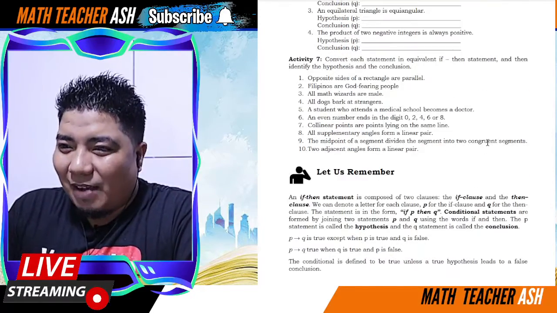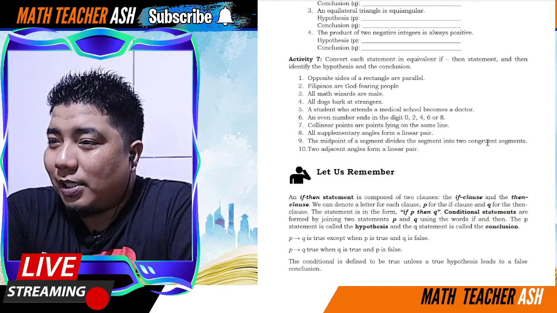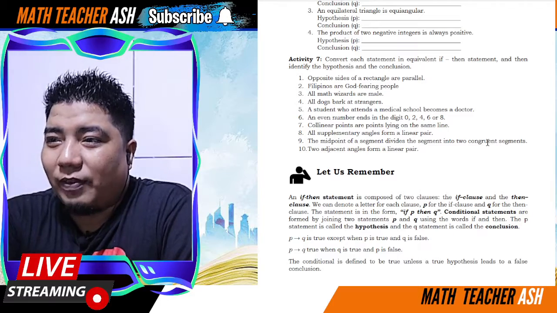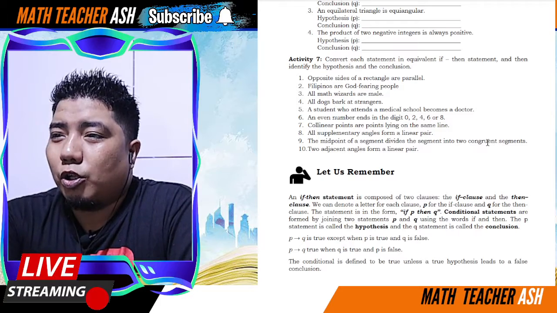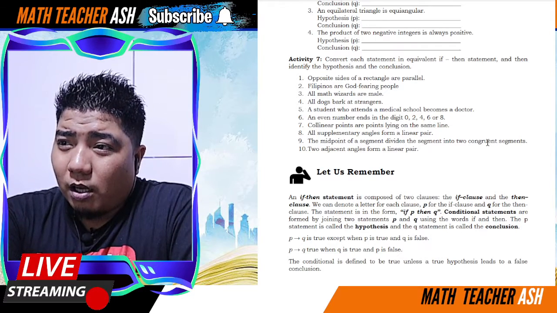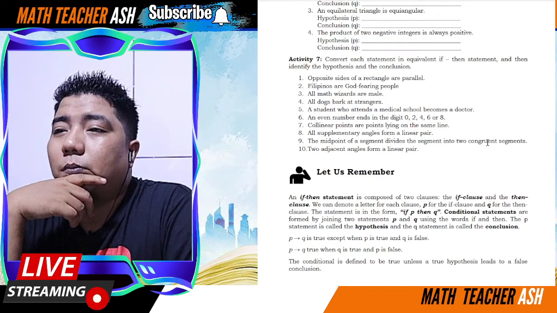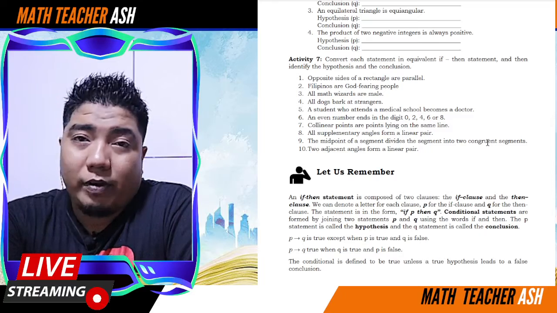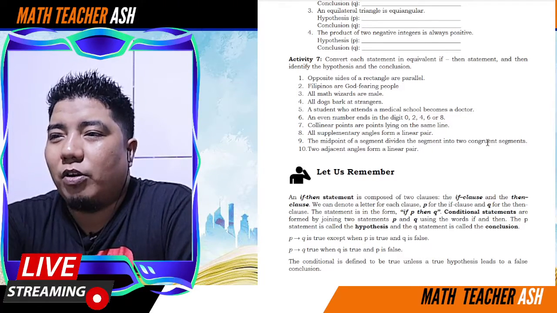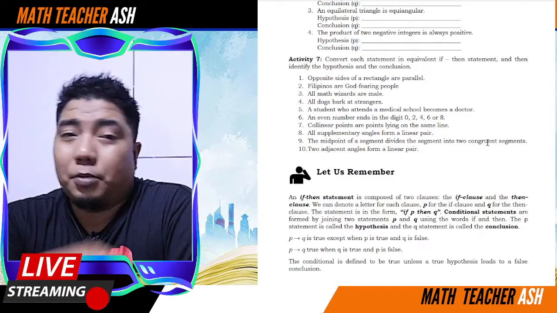Now, let's go to activity 7. Malapit na tayo matapos. Okay. So, convert each statement into an if and then statement and then identify the hypothesis and conclusion. Ganon pa rin. Opposite sides of a rectangle are parallel. So, paano ba to? Okay, so mag-if and then statement tayo dito. If the sides are opposite in a rectangle, then they are parallel. Ganon. Filipinos are God-fearing people. If you are a Filipino, then you are a God-fearing people or person.